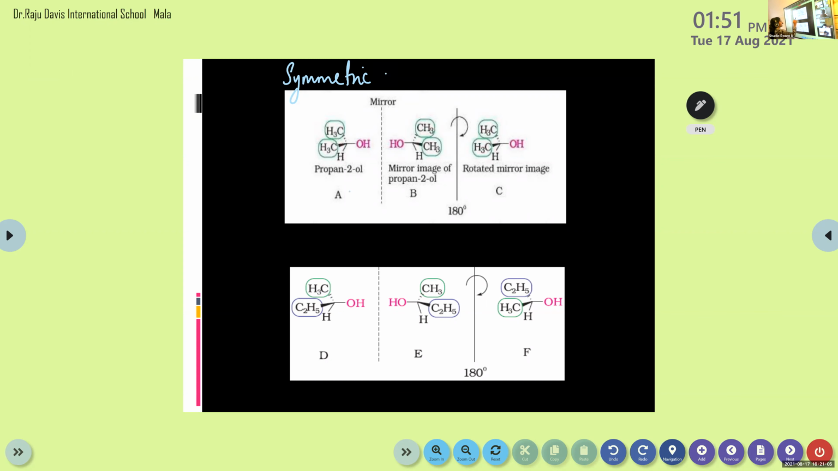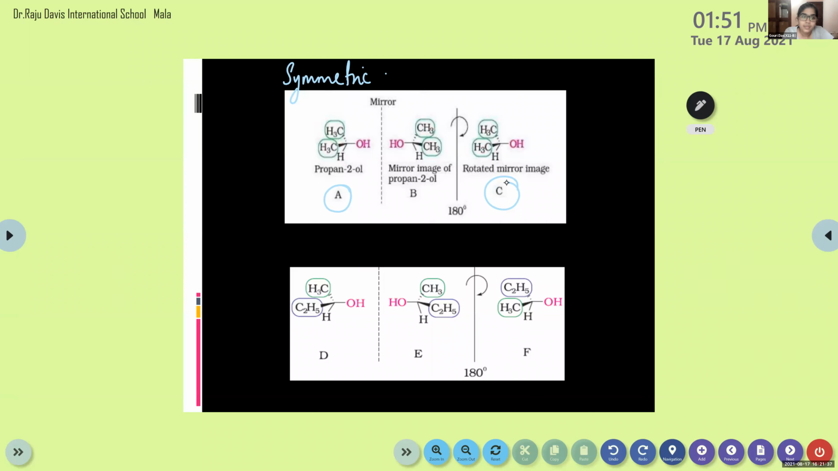Then you just compare A and C. Is it superimposable or non-superimposable? A and C. When you place one above the other, is it possible to clearly see both compounds? It is considered as non-superimposable. So can you tell me, are A and C superimposable or not?